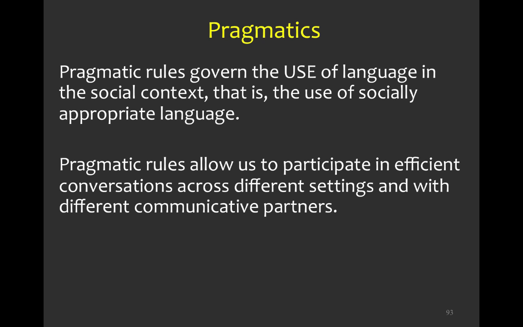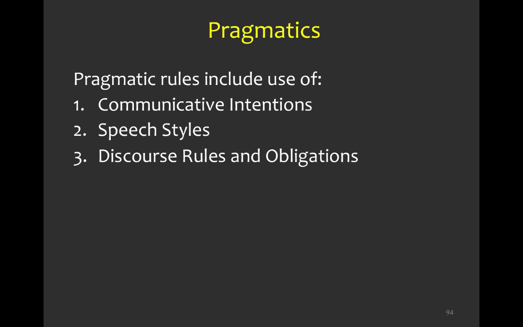And now we're on the final rule system, which are pragmatic rules. These rules govern the use of language in the social context. That is, the use of socially appropriate language. Pragmatic rules allow us to participate in efficient conversations across different settings and with different communicative partners. Pragmatic rules include the use of communicative intentions, speech styles, and discourse rules and obligations.